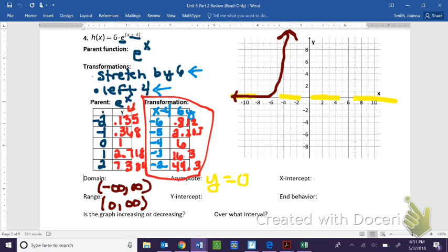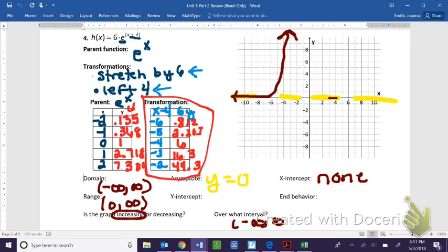My x-intercept. Do I cross the x-axis? Look at the x-axis where the asymptote is. Do we cross it? No. So we will have no x-intercepts. Is this increasing or decreasing? It's increasing. Over what interval? It's always your domain, negative infinity to positive infinity. And then last but not least, excuse me, I still have 2. Just kidding, I was getting ahead of myself.